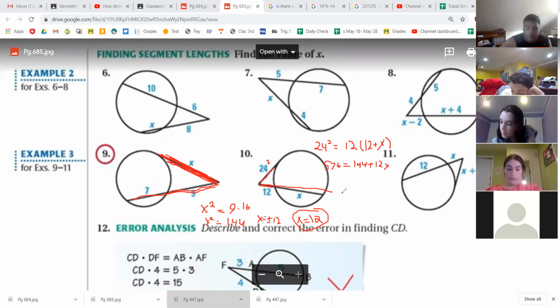Okay. Subtract 144 on both sides. I should have put away my calculator. Nothing wrong with using a calculator. 432. 12x divided by 12, 432 divided by 12 is 36. So 36 equals x. All right.